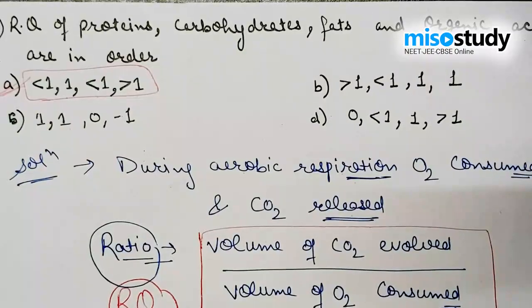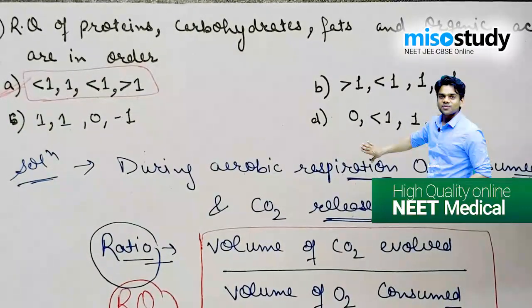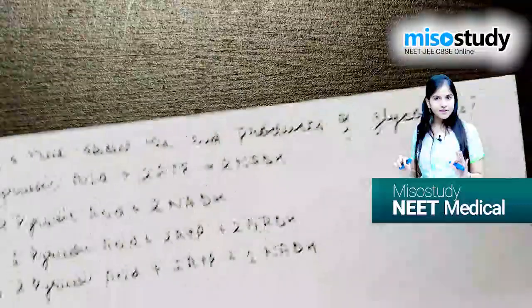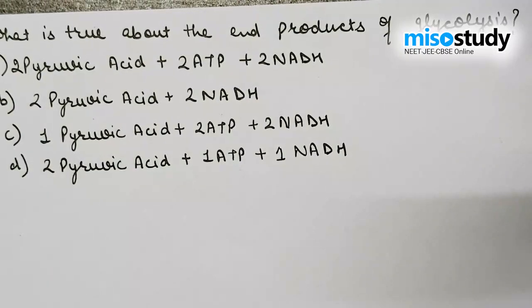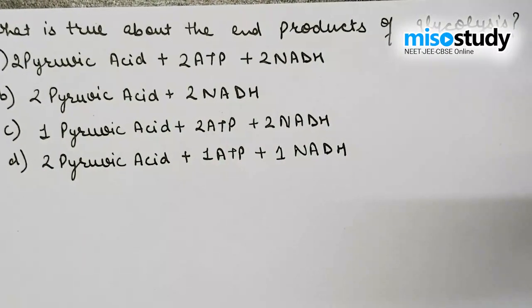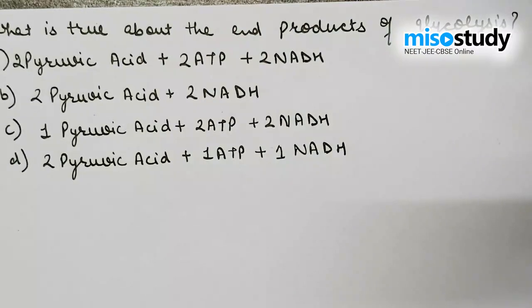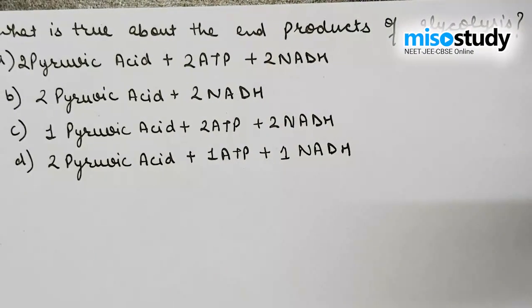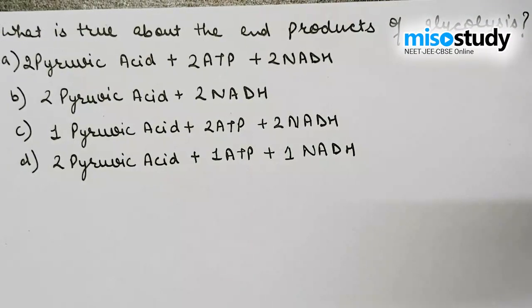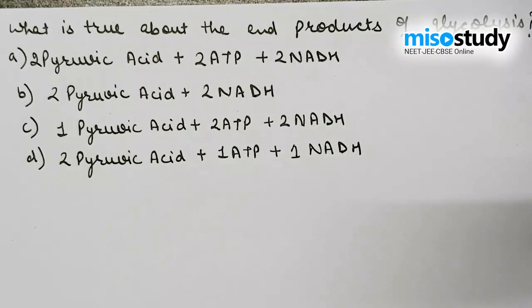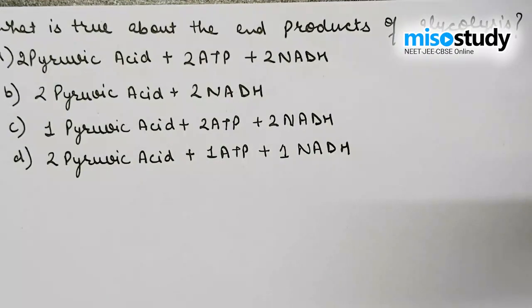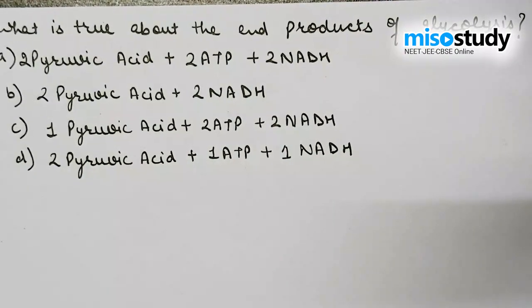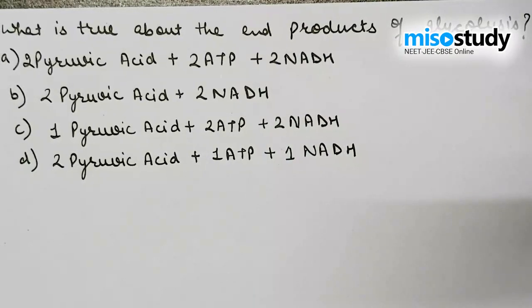Let's discuss the next question from the chapter Respiration in Plants. The next question is, what is true about the end product of glycolysis? Option A, 2 pyruvic acid plus 2 ATP plus 2 NADH. Option B is 2 pyruvic acid plus 2 NADH. We all know that reducing power is known as NADH and ATP is known as the energy currency of the cell. Option C is 1 pyruvic acid plus 2 ATP plus 2 NADH. And option D is 2 pyruvic acid plus 1 ATP and 1 NADH.